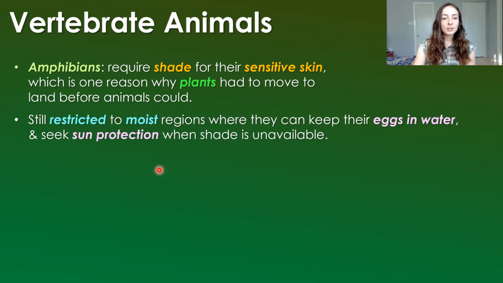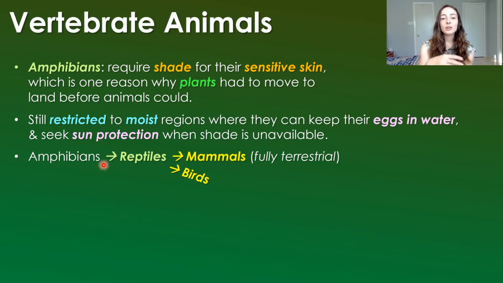be protected. However, they were still restricted to moist regions where they could keep their eggs in water, because the transition to amniote eggs wasn't until after amphibians, and their eggs had to be kept in water. And also, like I mentioned, they wanted sun protection in the water when shade wasn't available.